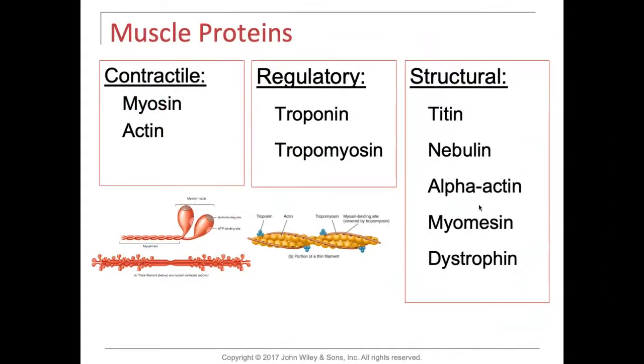So to understand how calcium is involved with muscle contraction, we have to first understand that myosin and actin are the contractile proteins, and the regulatory proteins, the on-off switch, are troponin and tropomyosin. What we see here on the left is myosin, and what we see here, the yellow circular spheres, that's actin. So you have actin and myosin.